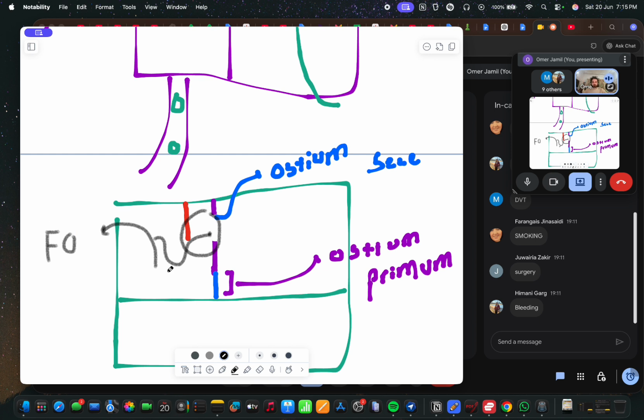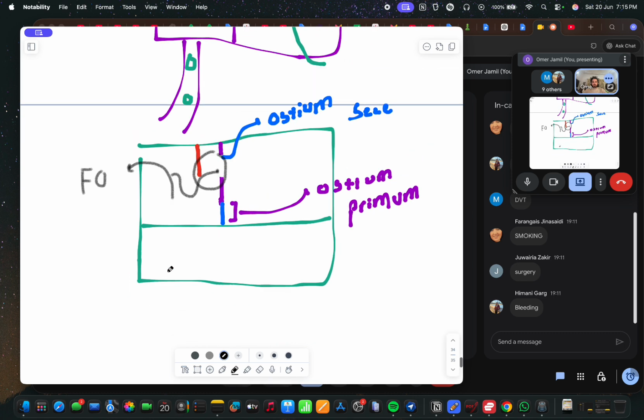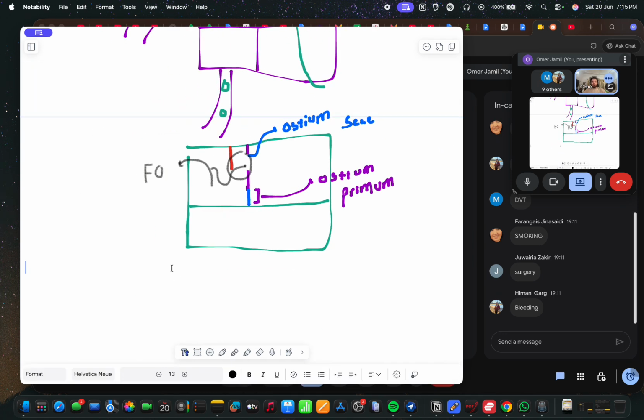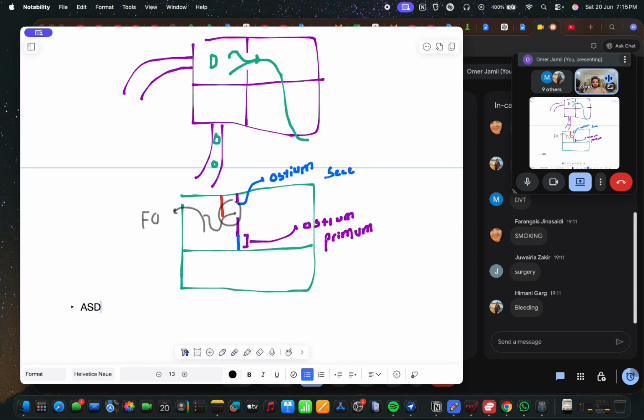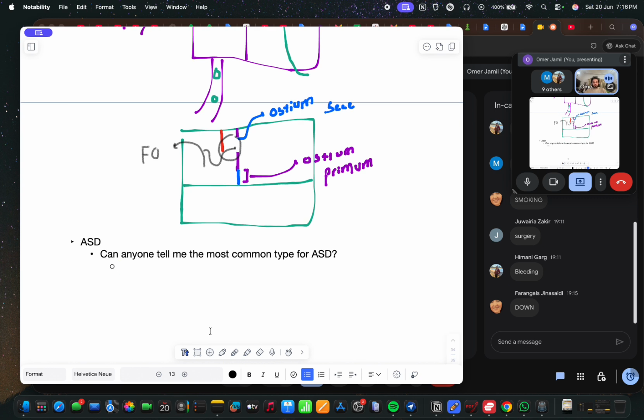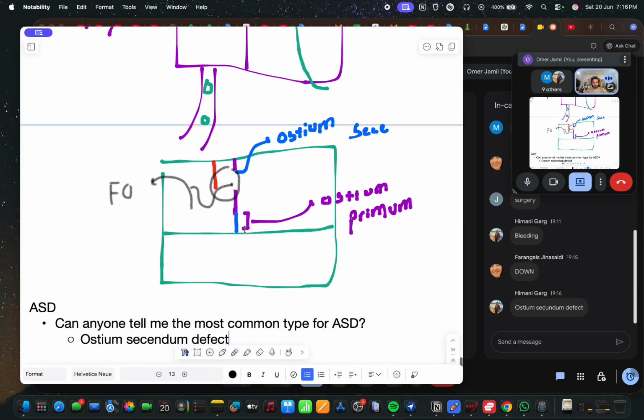Okay? Now, why do I want to talk about this again and again? Because, where is it? Okay. Now, what is ASD? Can anyone tell me the most common cause for ASD? Most common type, as a matter of fact. So it's okay, I'm going to come down to it, but yes, ostium secundum. Ostium secundum is the most common defect. So this one that you see fails to close later on.